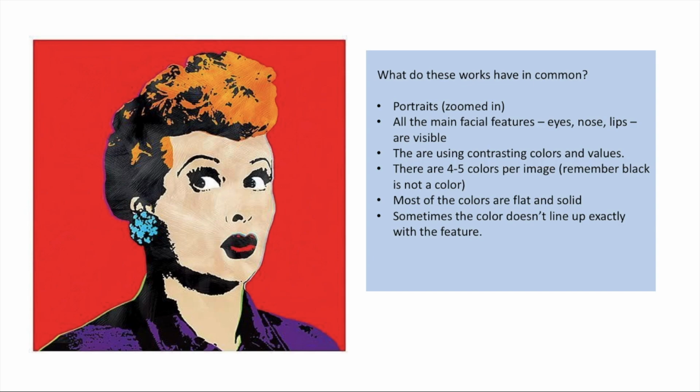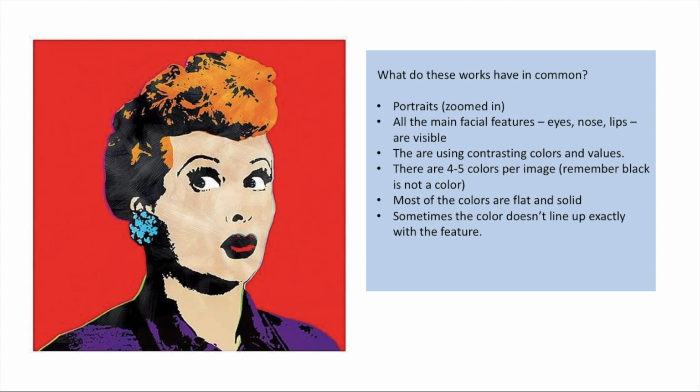And he's really great at contrasting colors and values. You can see that in every single image he's making. And usually he uses about 4 or 5 colors per image. Just remember, black is not a color. So for this example, we have red, orange, a different kind of red for the lips, a blue earring, a flesh color, and then a purple shirt.